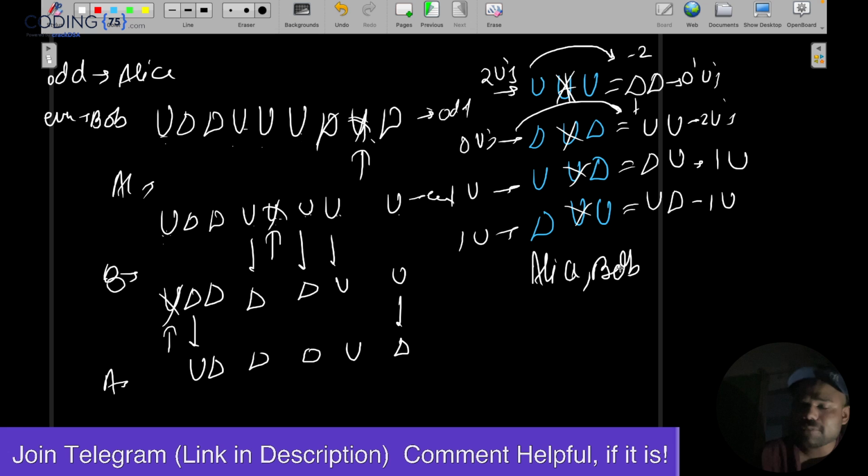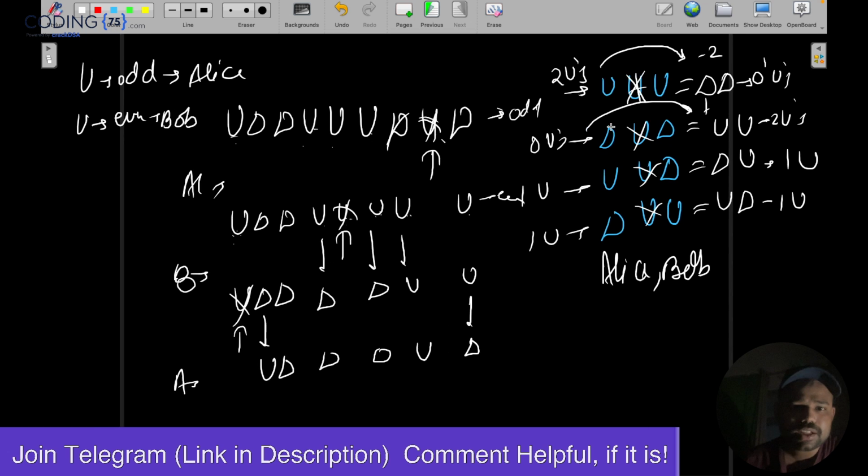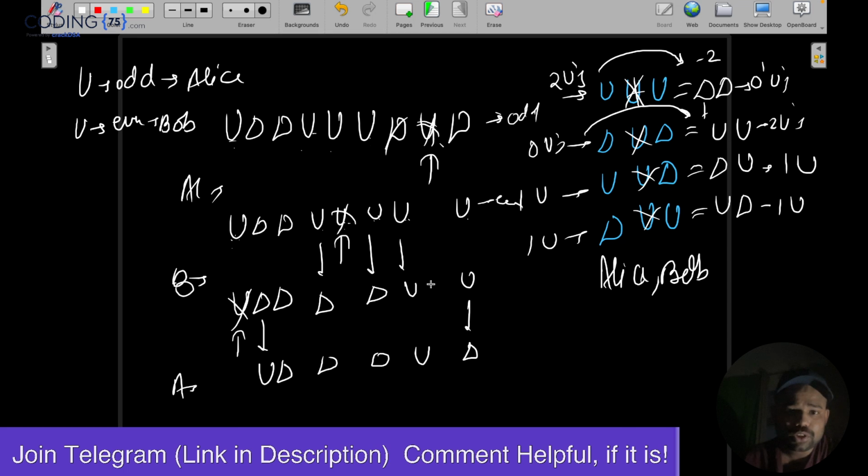Not just after his turn. When Alice does a turn, then Bob will do a turn. So when Alice will again have a turn, it will have the same parity of U's, odd or even, right? So this U I didn't consider. So yeah, sorry. Here there were an odd number of U's.